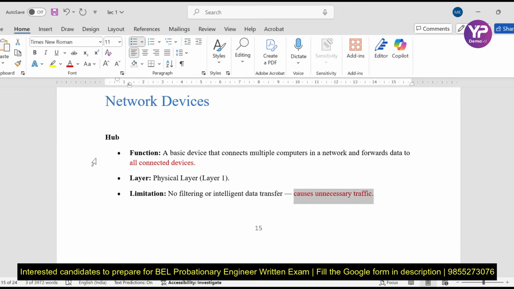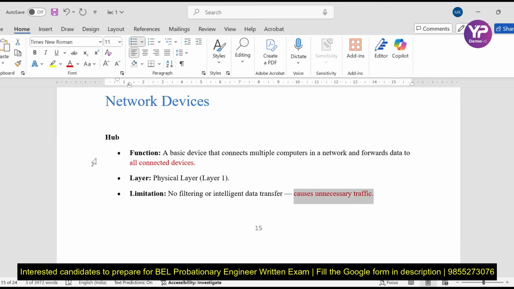Are you able to see the PDF doc? Are you able to see the data link layer? No, sir. Wait a second. Now, yes, sir. Okay. So let's start with our data link layer.